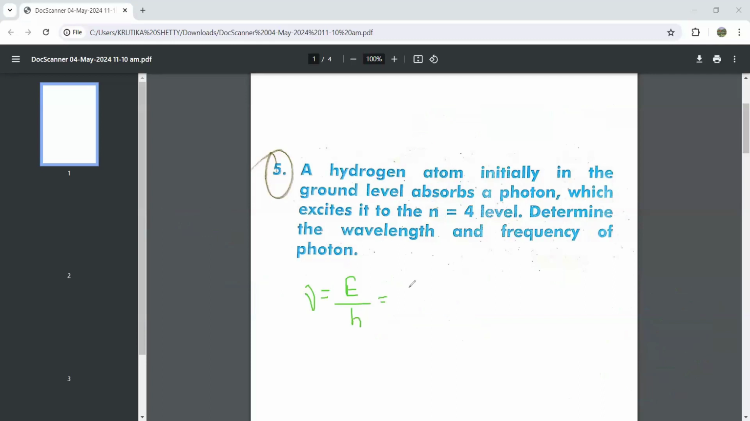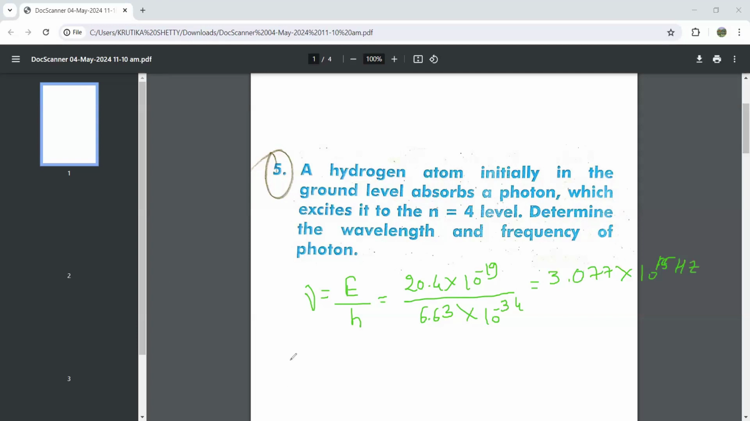E is equal to 20.4 into 10 raised to minus 19 divided by the h value, 6.63 into 10 raised to minus 34, which is equal to 3.077 into 10 raised to plus 15 hertz. This is the frequency value.